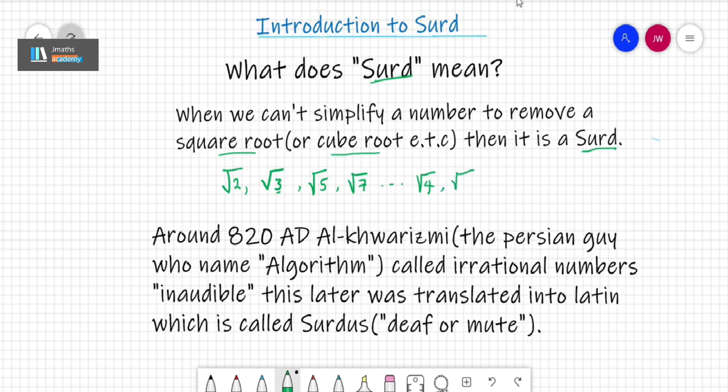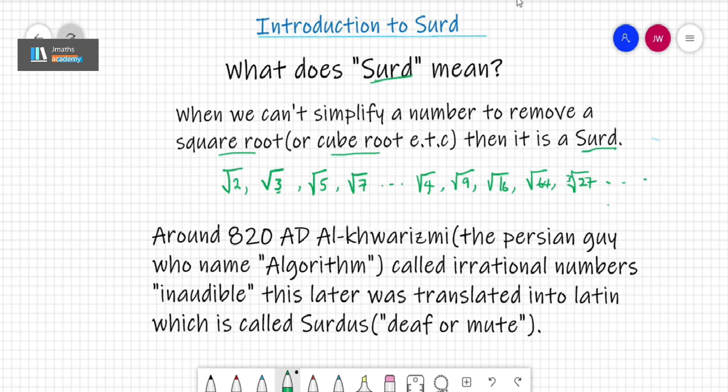The square root of 9 is not a surd. The square root of 16 is not a surd. The square root of 64, the cube root of 27 is not a surd because it can be simplified, and so on and so forth. So that's all for surd.